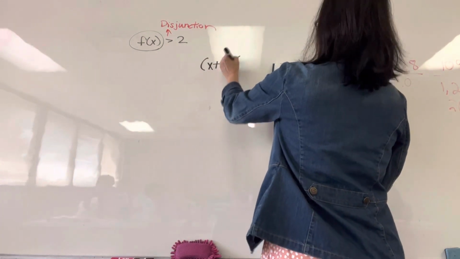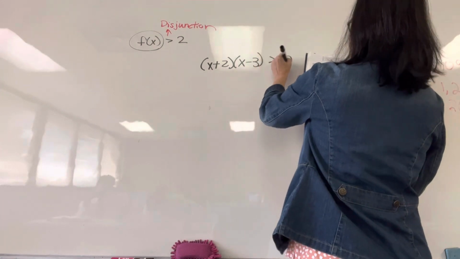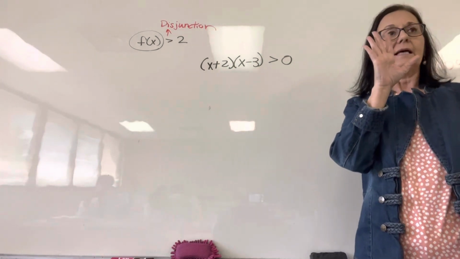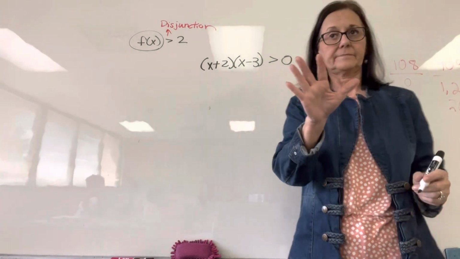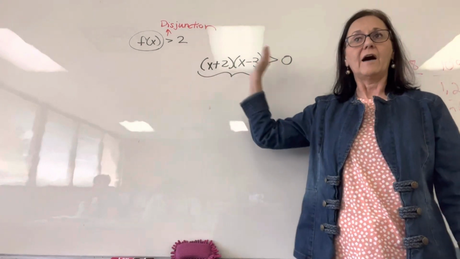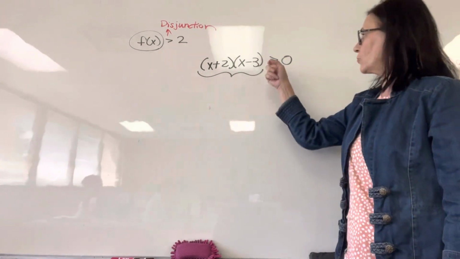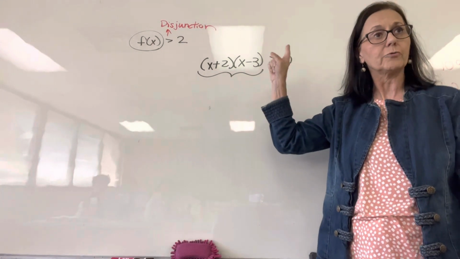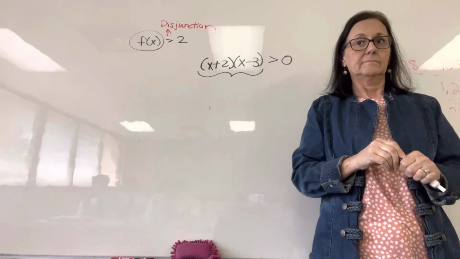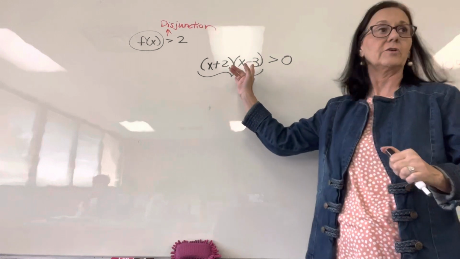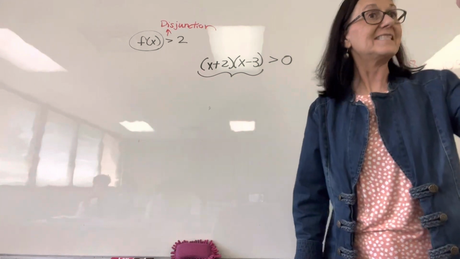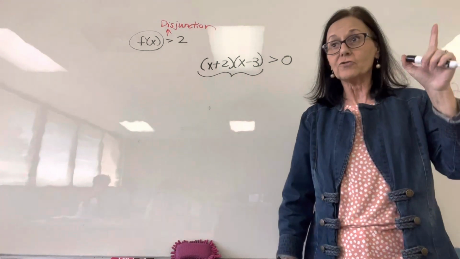It's x plus 2 times x minus 3 greater than 0. We're always using all reals. All right. Now, let's think logically through this. In order for the product of these two terms to be greater than 0, what must be true of the individual terms? They're both first degree. Yes? Neither one of them can be 0, right? That is true. Neither one can be 0.